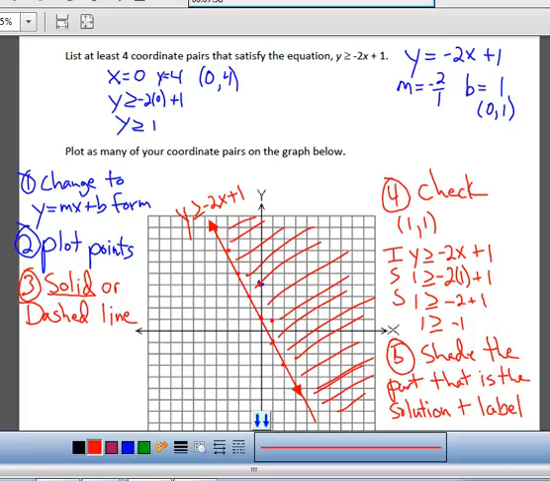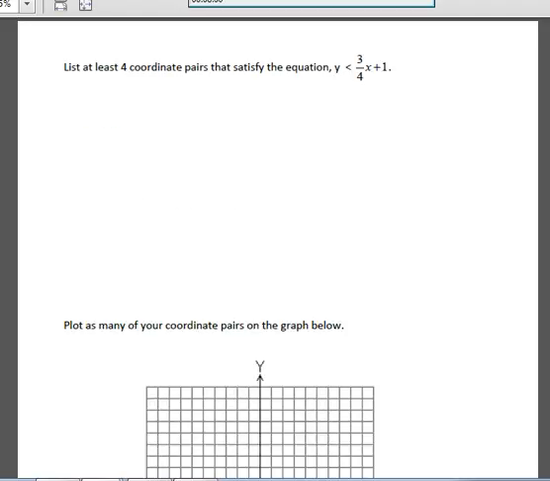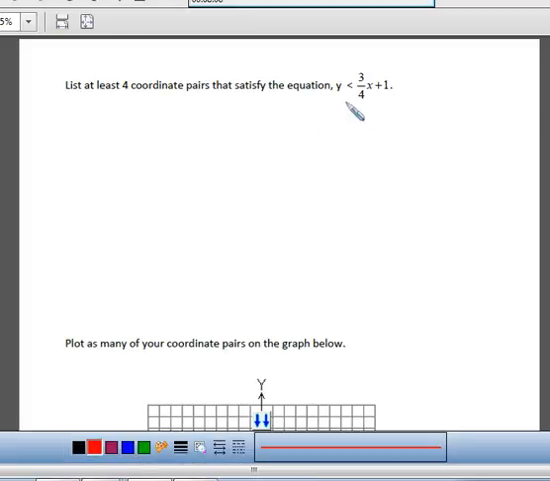Let's go ahead and look on the next page. So now we're looking at page 30. Our inequality. So we're going to do all our steps, right? The first step is to change it to y equals mx plus b form. I'm actually going to rewrite this down here.